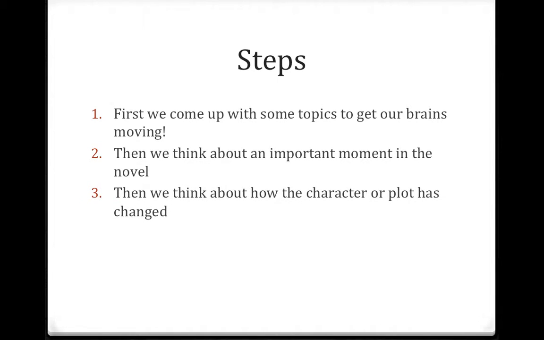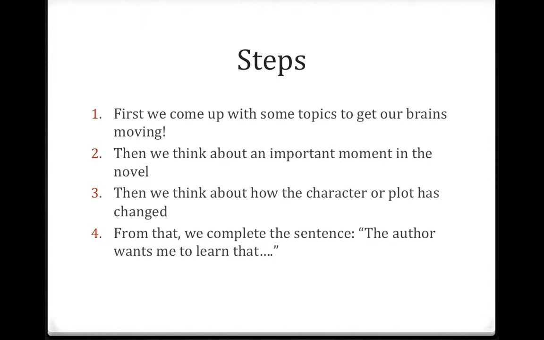Then you need to think about how the character or plot has changed after they have experienced that event. So you have the event, you think about how the character was before, the event occurs, and you think about how the character is now. And from all of these things, you're going to create a statement, and you can always create your statement by finishing this sentence. The author wants me to learn that. What does the author want you to learn? Think about how the character changed and what the author wants you to learn from that.